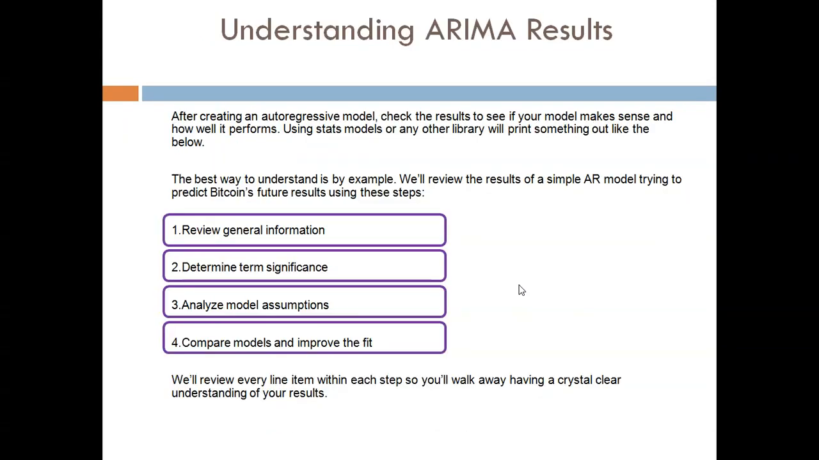After creating an autoregressive model, check the result to see if the model makes sense and how well it performs. Using statsmodels or any other library will print something like the output below. The best way to understand our result is to review it as a simple AR model trying to predict Bitcoin's future price using these steps. First, review general information; second, determine the term significance; third, analyze model assumptions; and fourth, compare the result. Let's see them one by one.